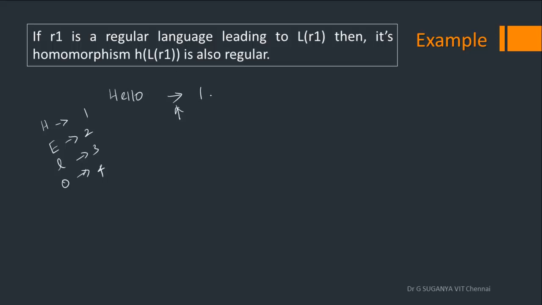So how will this string be moved on? H will be replaced by 1, E will have 2, L will have 3, 3, and then the O will have 4. So this is the application of homomorphism. In reverse, at the destination, inverse homomorphism will be applied, and you will get it back. So the homomorphism of H is equal to 1, the homomorphism of E will be equal to 2, h of L will be equal to 3, and h of O is equal to 4.